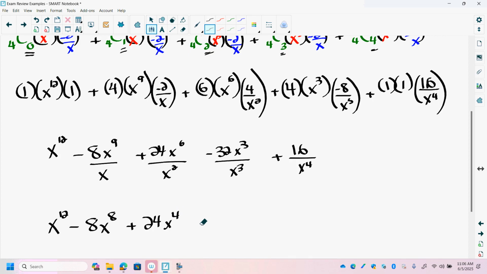Fourth, good. What about this next one? Just a negative 32. You could write x to the 0, but remember x to the 0 is what? It's a 1. Negative 32 times 1 would be negative 32. And finally, 16 over x to the fourth. Notice they go down by 4 each time: 12, 8, 4, 0, negative 4.